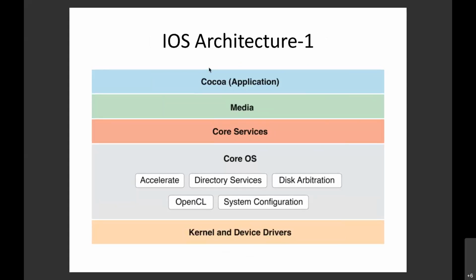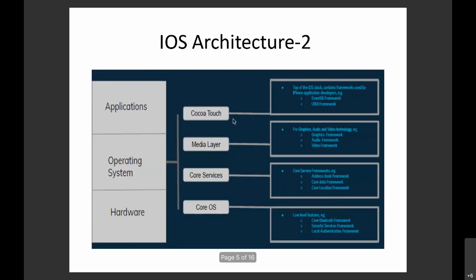Cocoa is the uppermost layer, the application level layer. Below that, there is a media layer and core services, which are intermediate layers. Below that, there is the core OS, which handles different system libraries like OpenCL, disk arbitration, system configuration, kernel, and device drivers. This is the hardware level: kernel and device drivers interact with the hardware. The next diagram shows it more clearly.